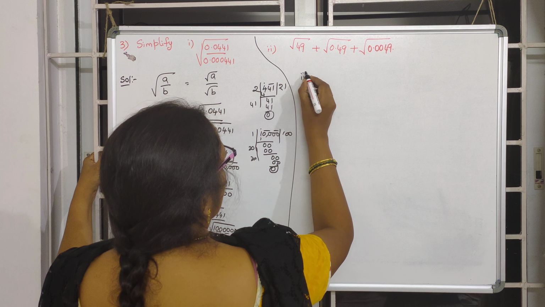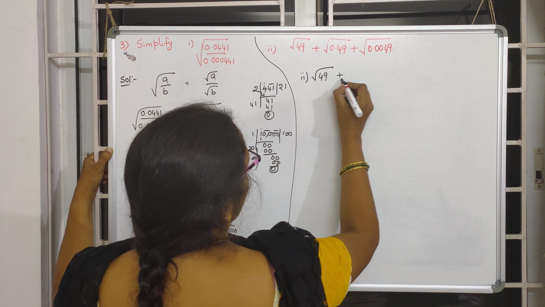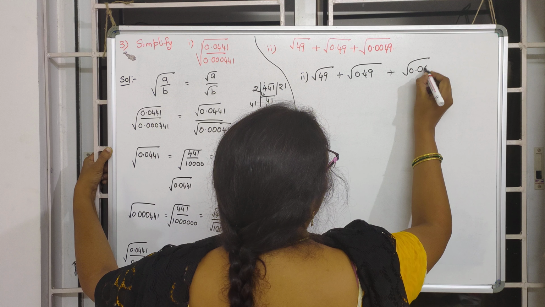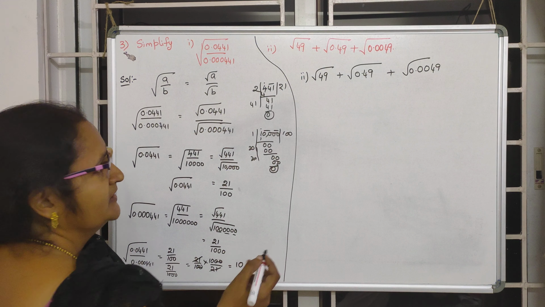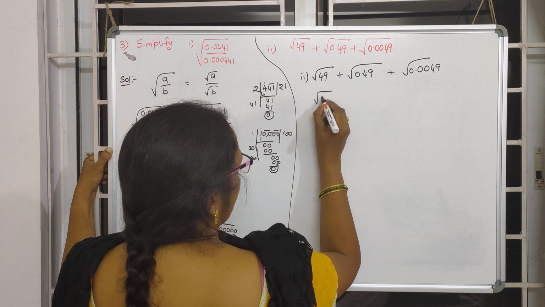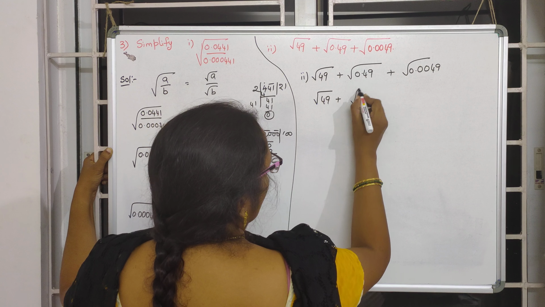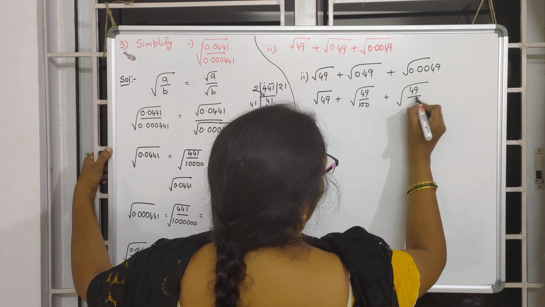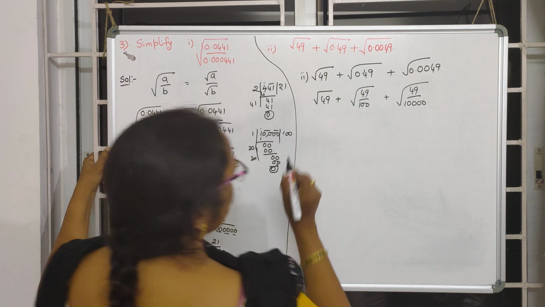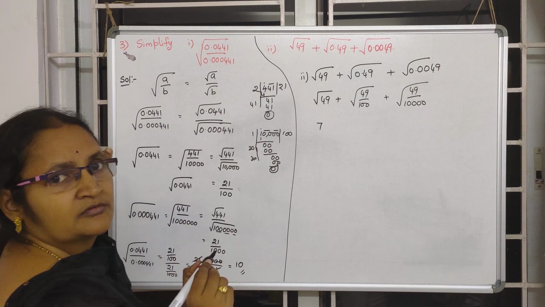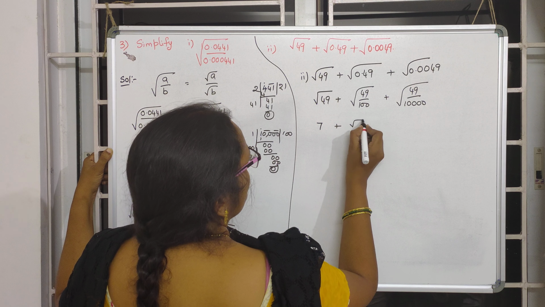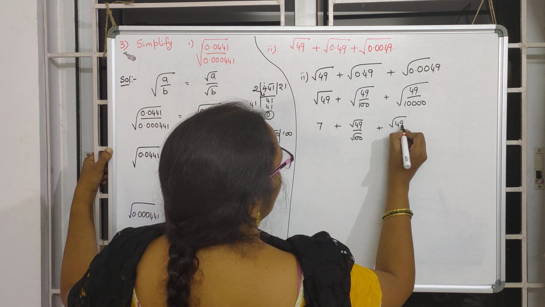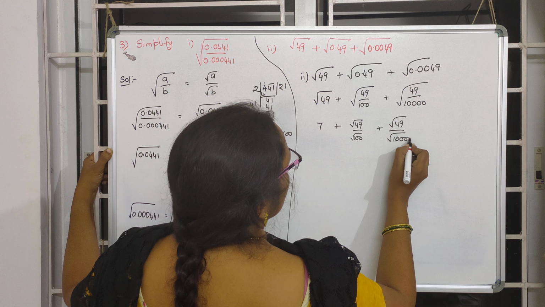The second one, square root of 49 plus square root of 0.49 plus square root of 0.0049. See, easiest way. Square root of 49 plus, this can be written as square root of 49 upon 100 plus square root of 49 upon 10,000. Right? Square root of 49 is already known, 7. Plus this can be written as square root of 49 by square root of 100. Plus this can be written as square root of 49 upon square root of 10,000.